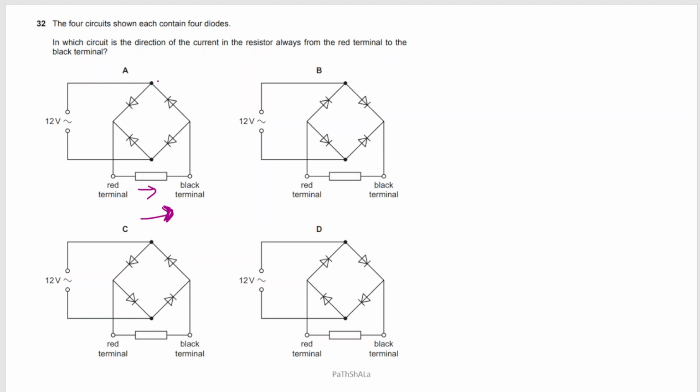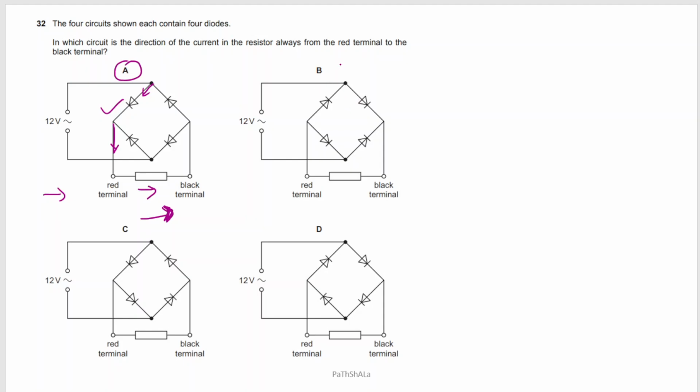So in this case, will the current flow this side? No, because it's negative terminal. It's closed. So current will flow this side. It cannot flow here. So it will go here from red to black. Yes, it is going from red to black. So A is the correct option.